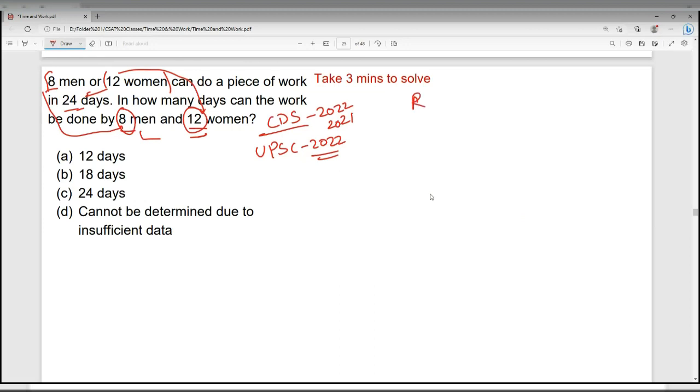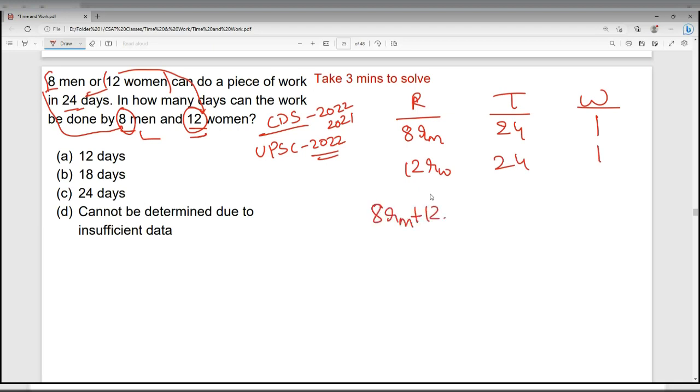So we have RTW. Let the rate of men be RM, and they have 8 men, and they take 24 days to complete a work. And then you have 8 women, let that be RW, 24 days to again complete one work. And they are saying, what if 8 RM plus 12 RW combine together and work, what time would they take to complete the same work, one work?